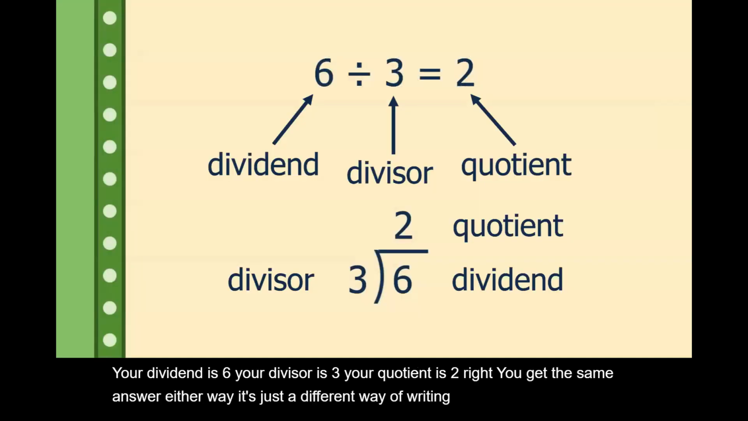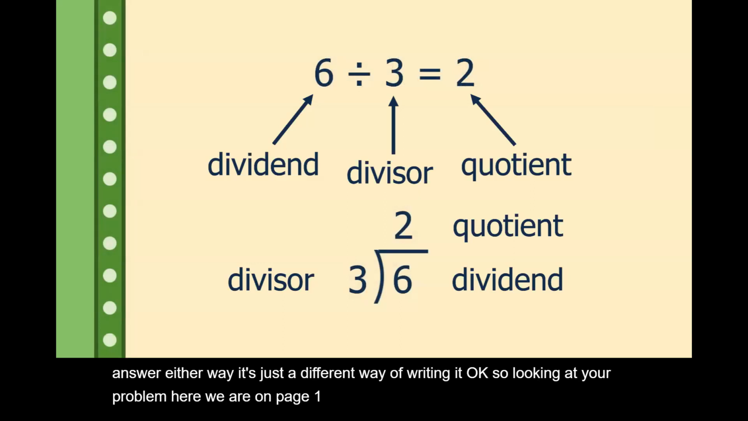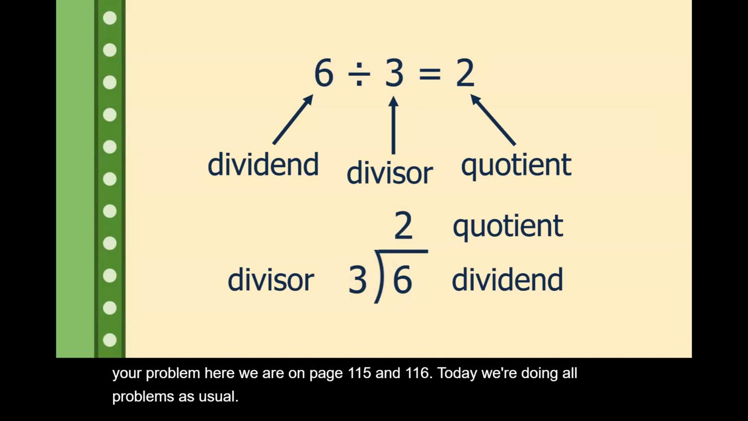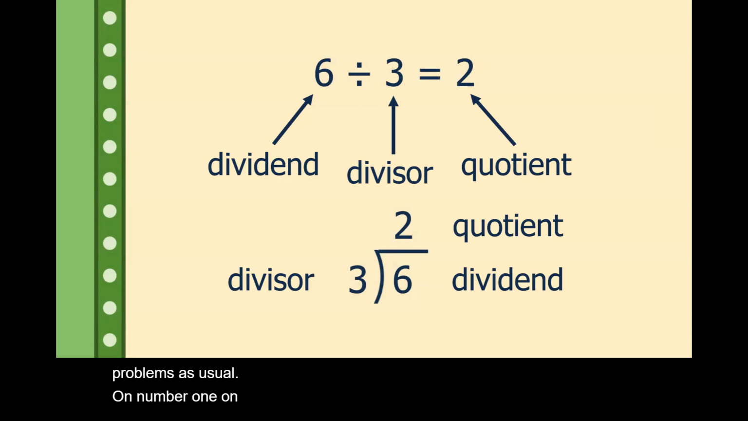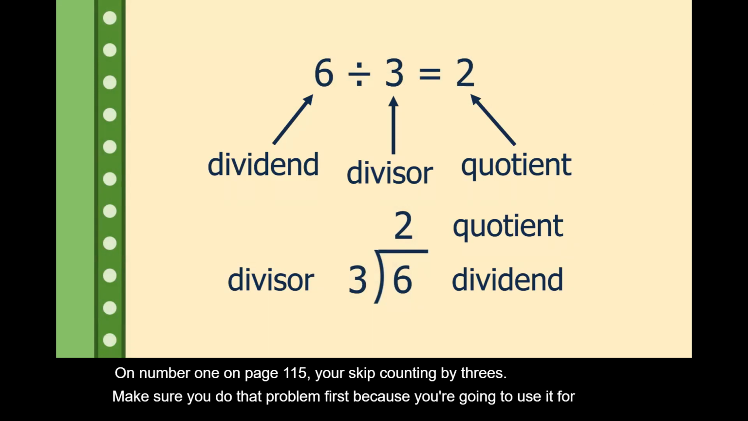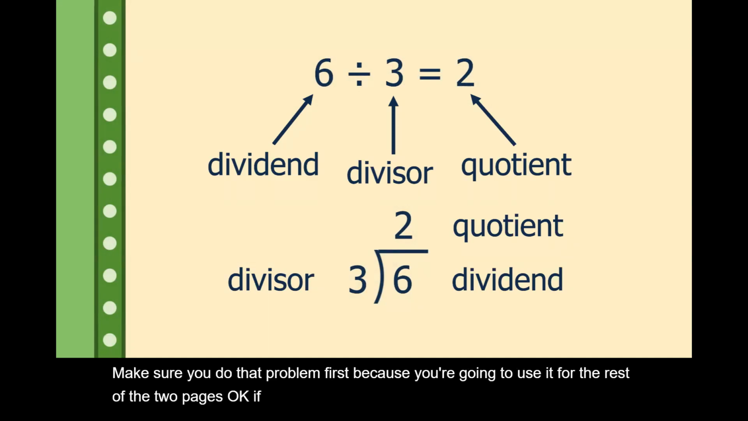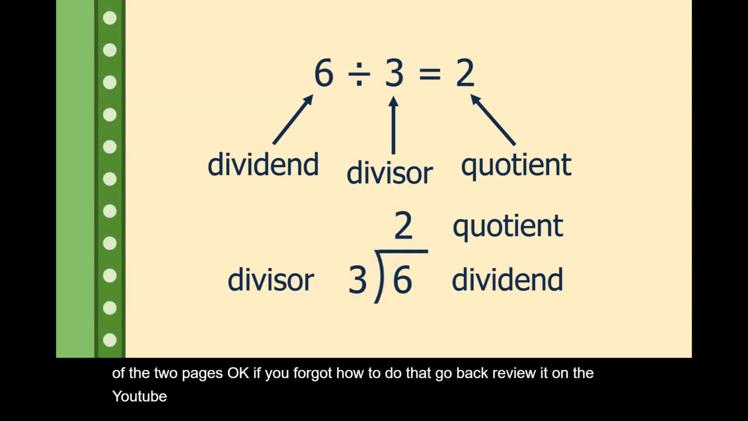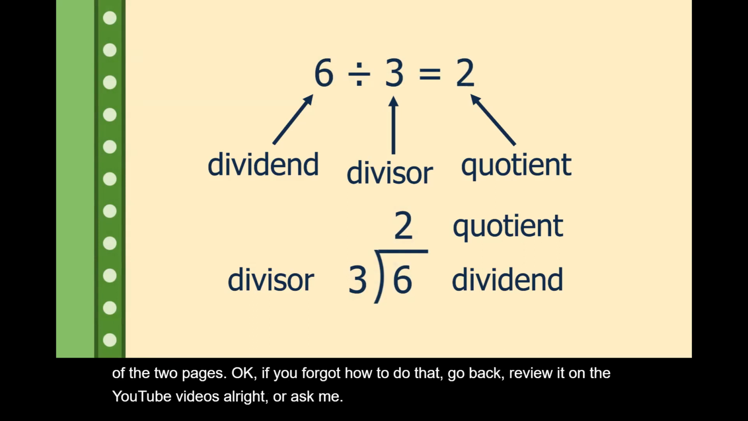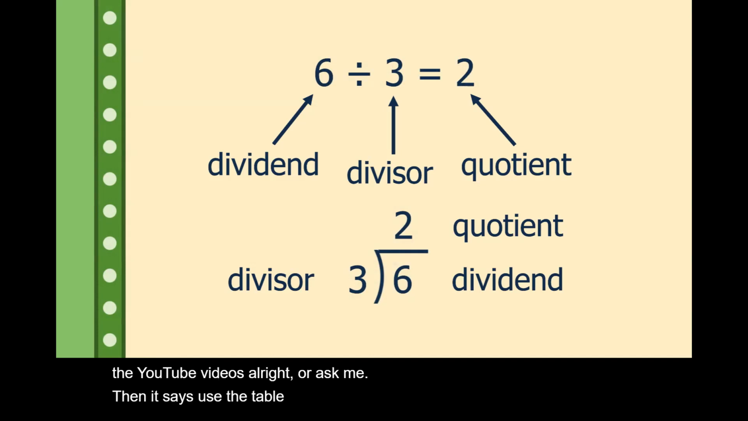Okay, so looking at your problem here, we're on pages 115 and 116 today. We're doing all problems as usual. On number 1 on page 115, you are skip counting by 3s. Make sure you do that problem first because you're going to use it for the rest of the 2 pages, okay? If you forgot how to do that, go back, review it on the YouTube videos, all right? Or ask me.